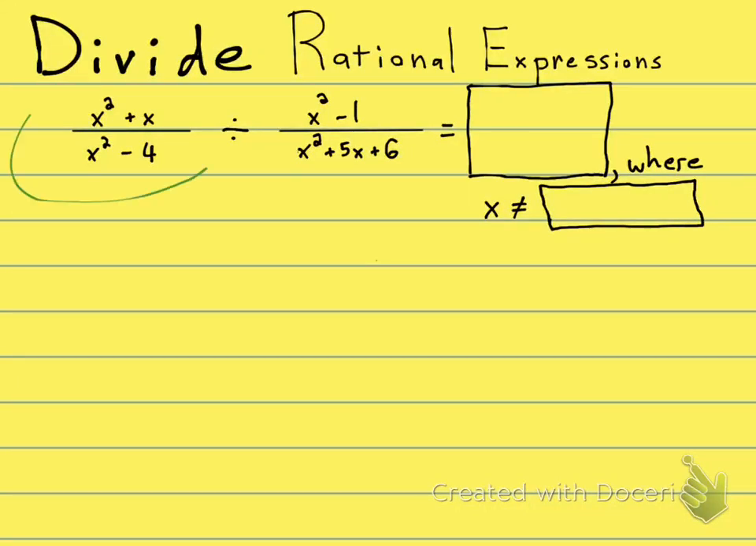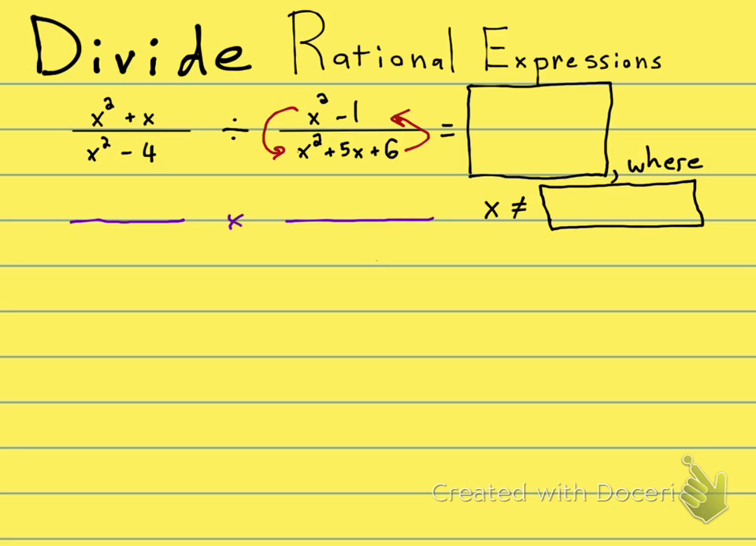We have a rational expression divided by another rational expression. And what are rational expressions? Well, they're just big fractions. And how do we divide two fractions? Well, I don't divide fractions. What I do is I take the first one just like it is, and then I multiply by the reciprocal of the second fraction.